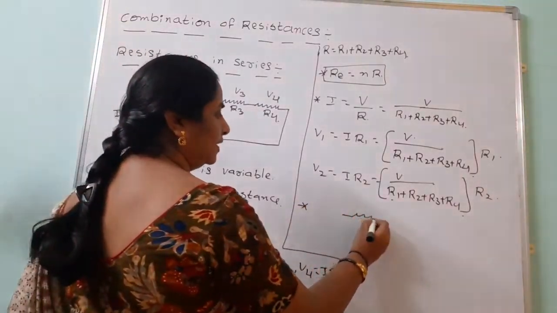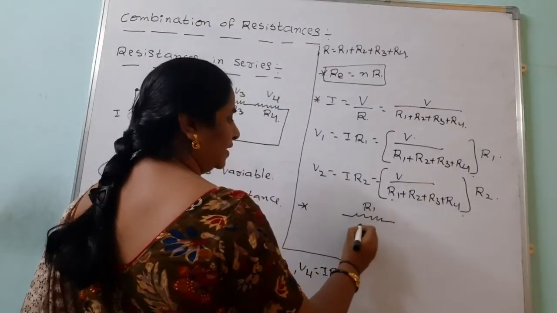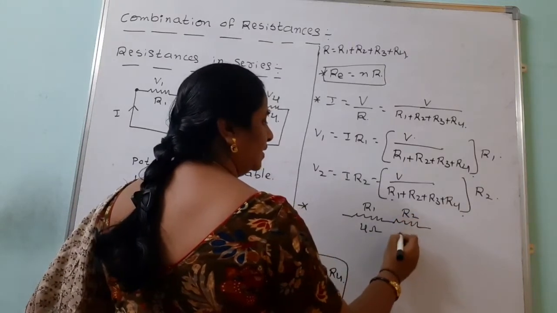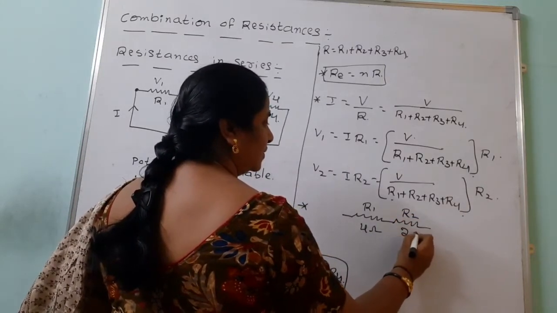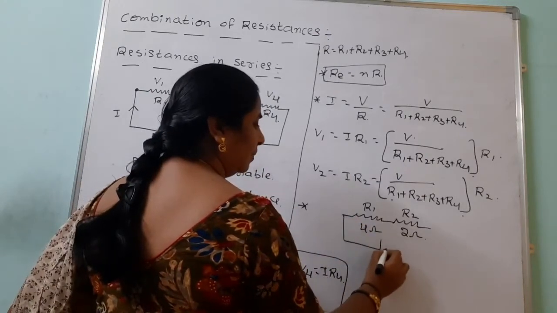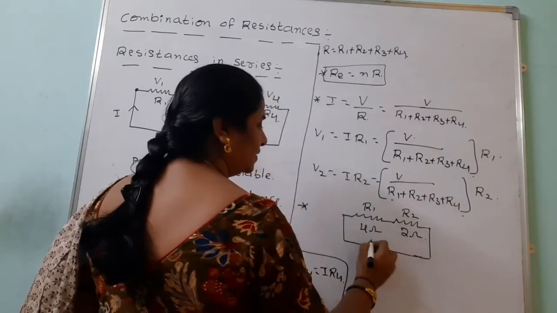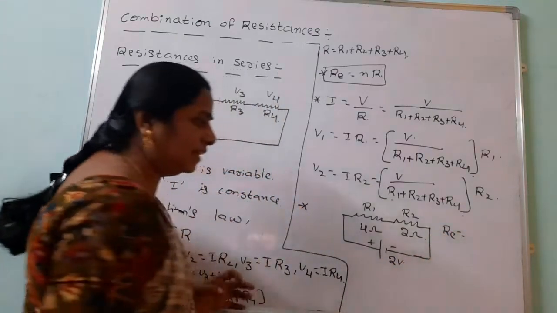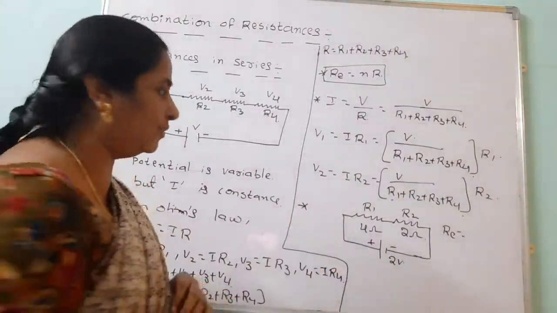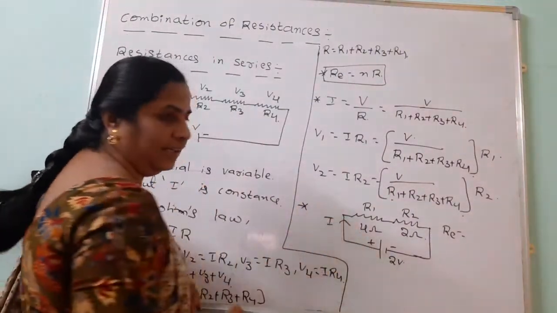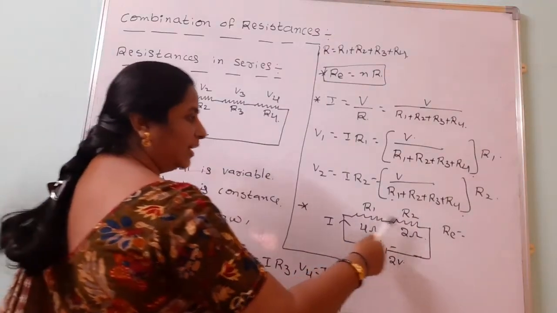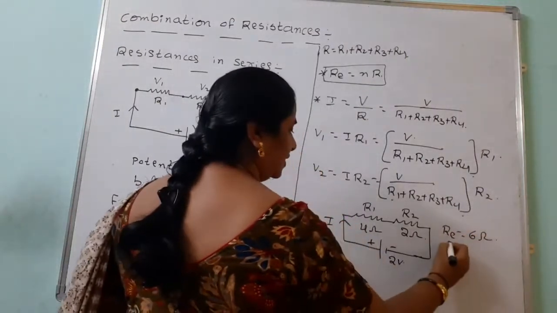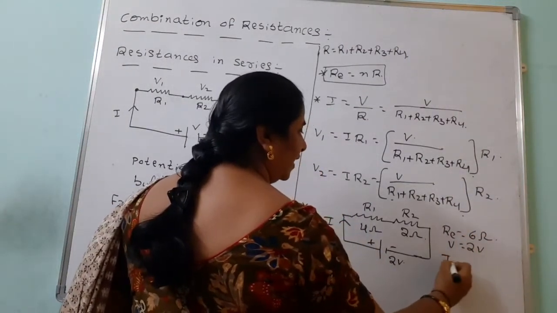Here we are taking two resistors. The first one is R1, with a value of 4 ohms. The second one is R2, with a value of 2 ohms. Across this we connect a battery, and the potential is 2 volts. First of all, what is the equivalent resistance? Clearly there is no division of the current, so this is a series combination. The effective resistance is R1 plus R2, so this is 6 ohms.